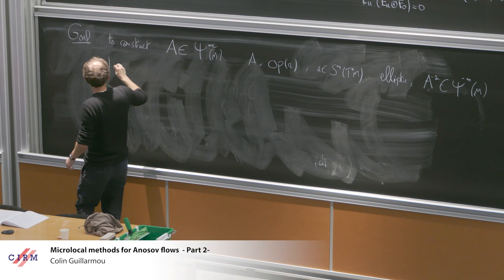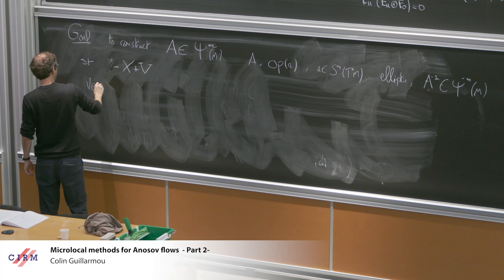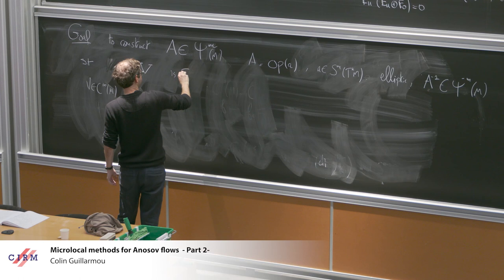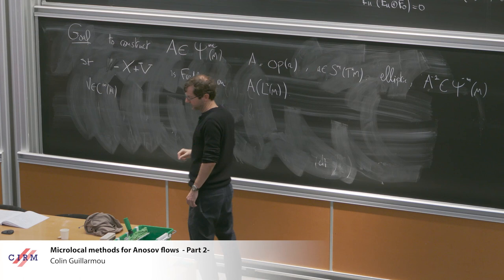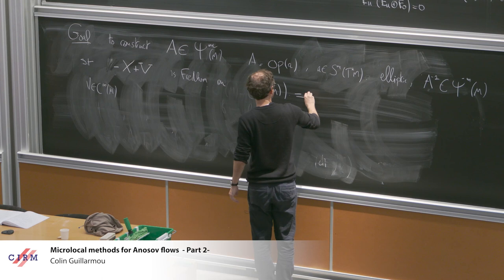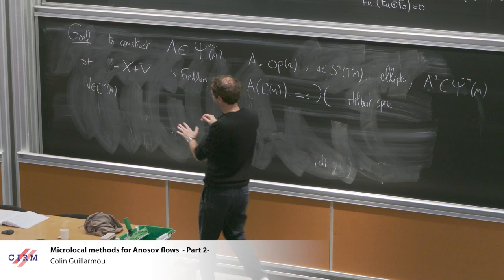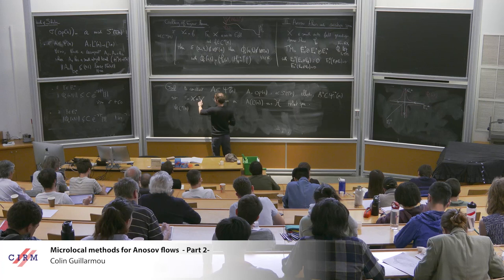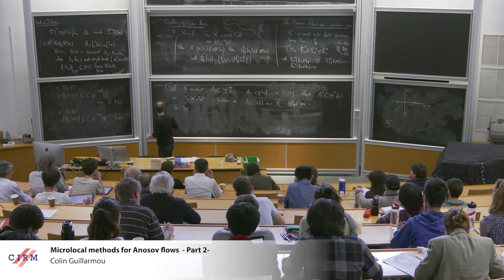So we want to construct it so that it's invertible, such that if I take -X + V, where V is a smooth potential, this is going to be Fredholm on A of L², which I will denote by H, which will be a Hilbert space. When I say Fredholm, of course, it's an unbounded operator, so one has to be a bit careful. This is Fredholm from its domain to H. V is fixed here. Sorry.